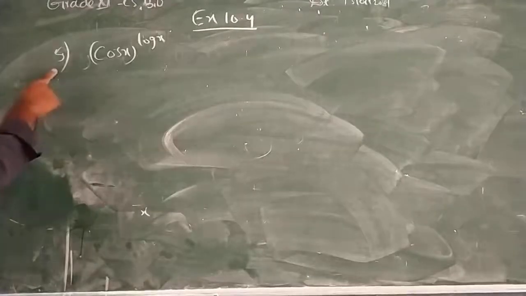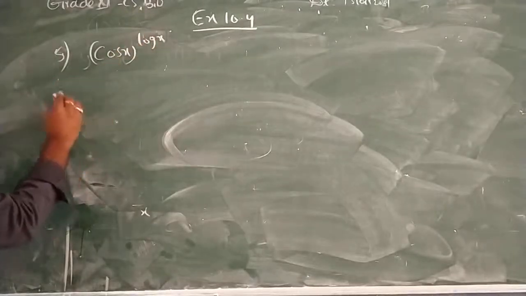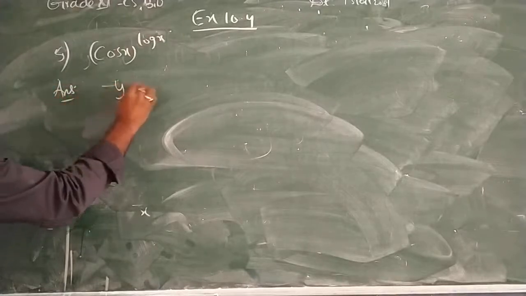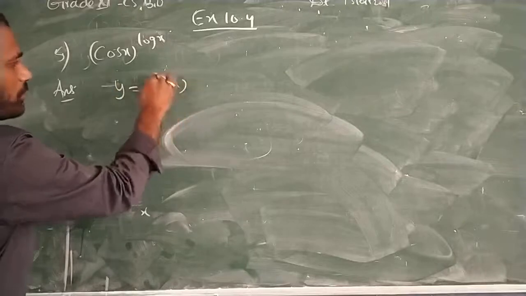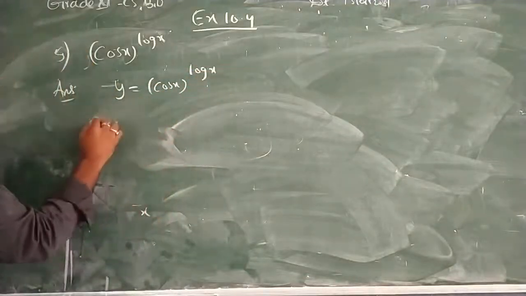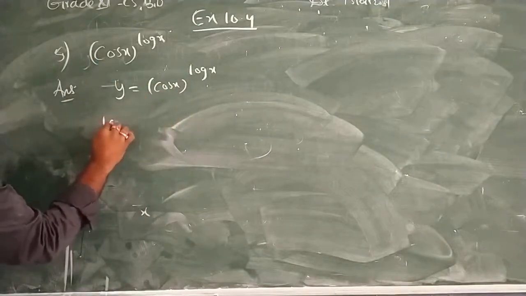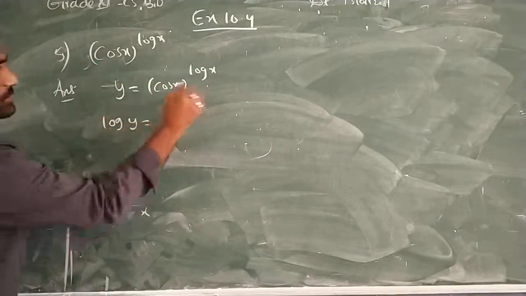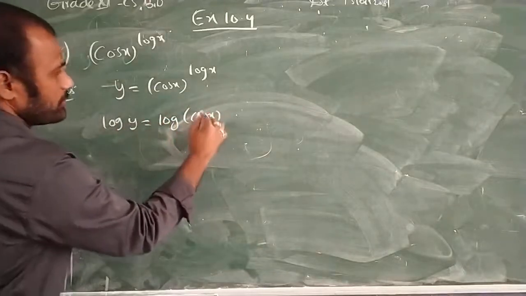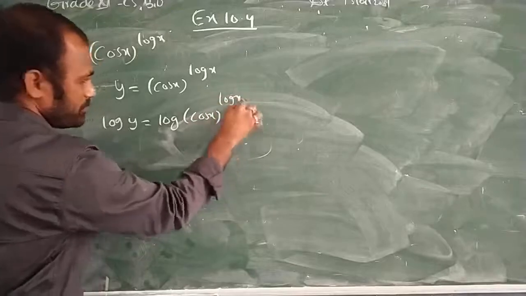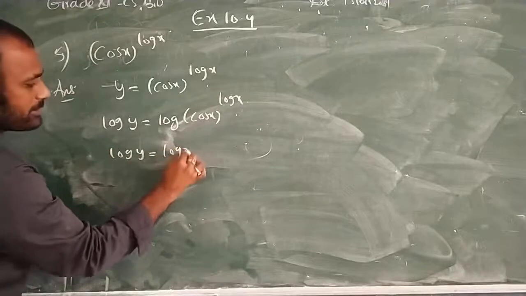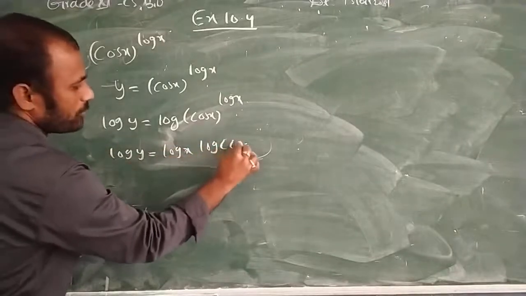Next, let us see the fifth question. cos x whole to the power of log x. Let us assume this function as y. y is equal to cos x whole to the power of log x. Let us apply log on both sides. So log y is equal to log of cos x whole to the power of log x. So this log will come down. So log y is equal to log x into log of cos x.